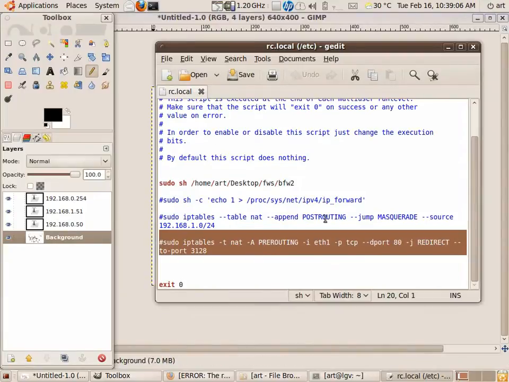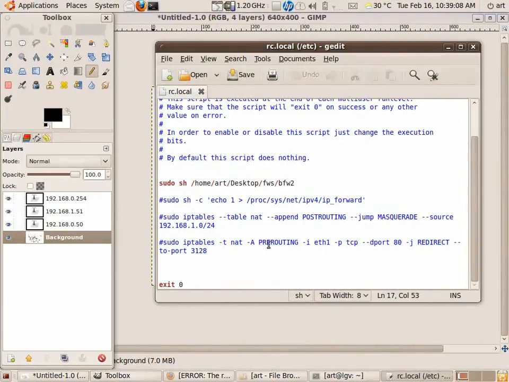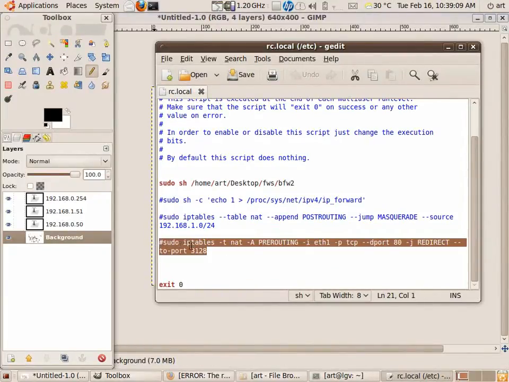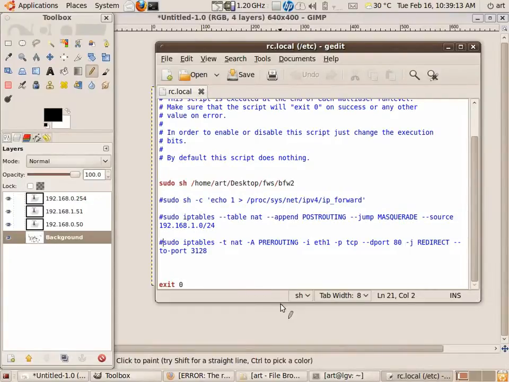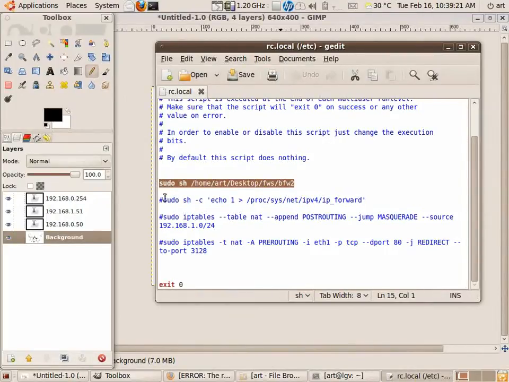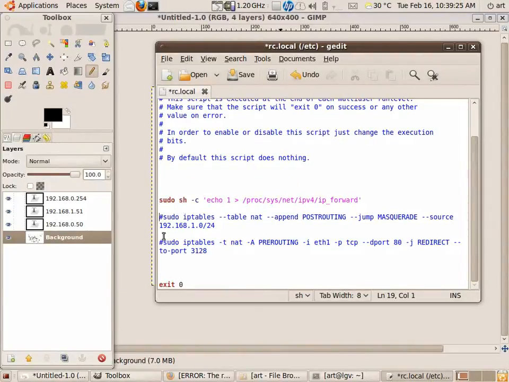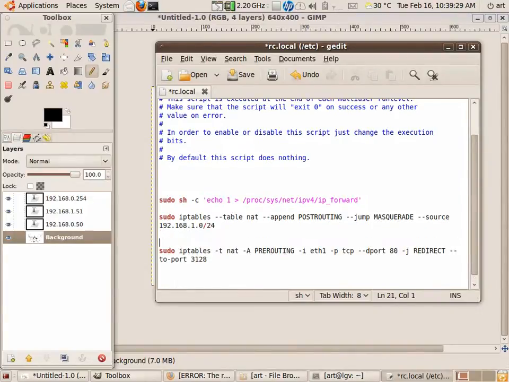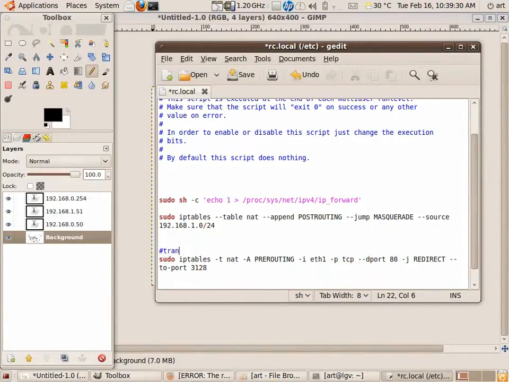Let's look at this line over here. Actually, what I did is that I set up firewall rules in just one file, but when I was first starting, it was like this one. This is a very important line.